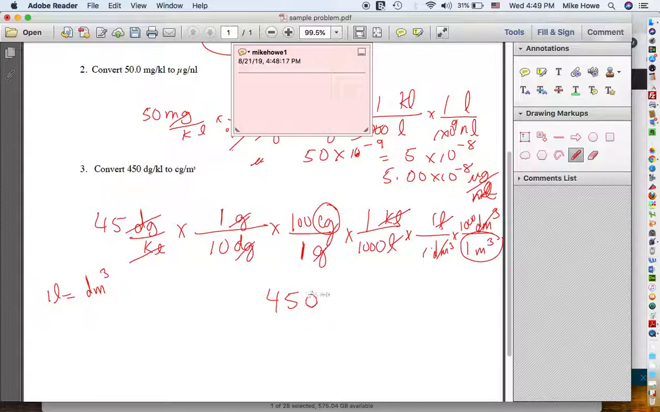And so the actual answer is the same number you started with, just different units. They were proportional. All right, so 450 centigrams per cubic meter would be our final answer. In terms of sig figs, we're good too because this number only has 2 sig figs, as does this number.